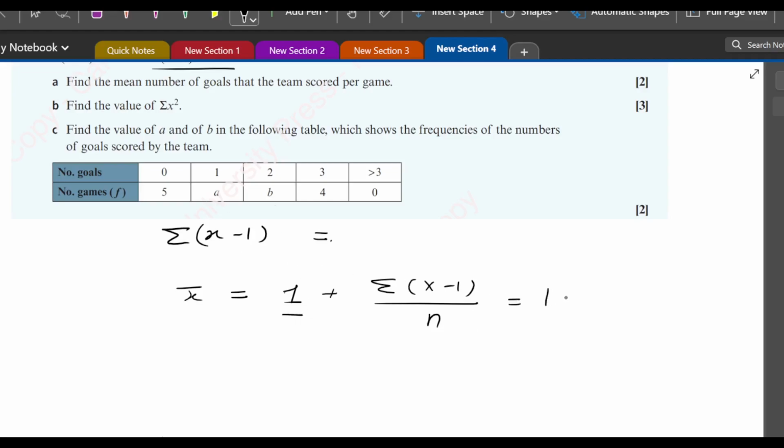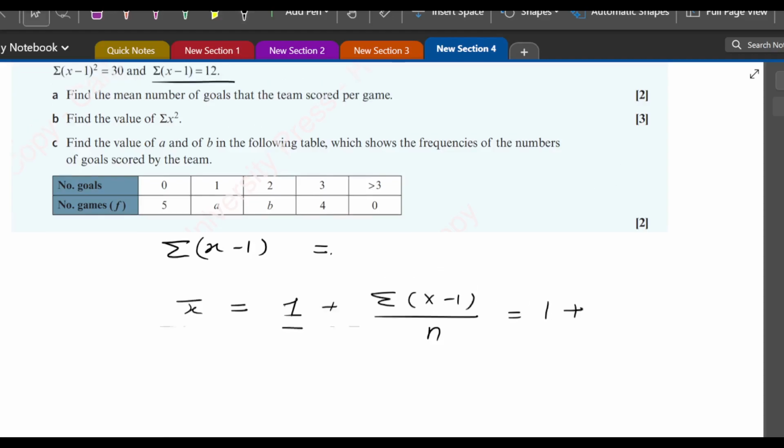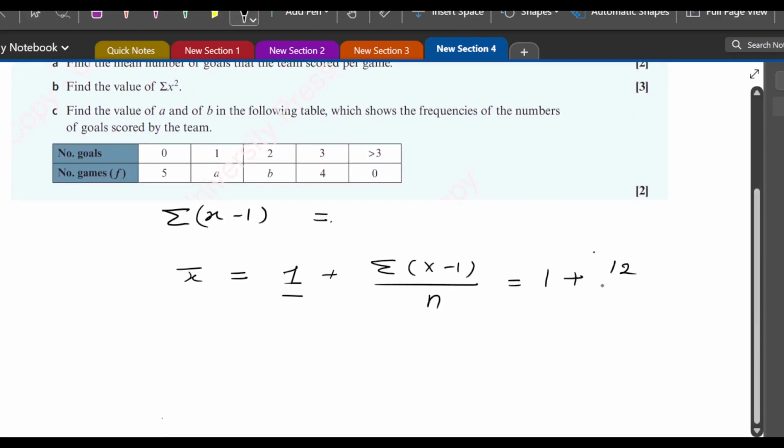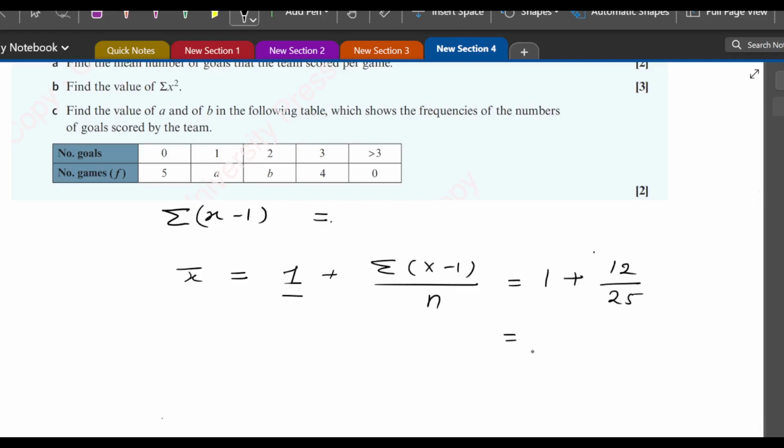So this will give me 1 plus, now summation of (x minus 1) in your problem is given as 12. So here it's 1 plus 12 divided by 25. And if you work out 1 plus 12 divided by 25, you will get your result as 1.48. So both the approaches are okay.